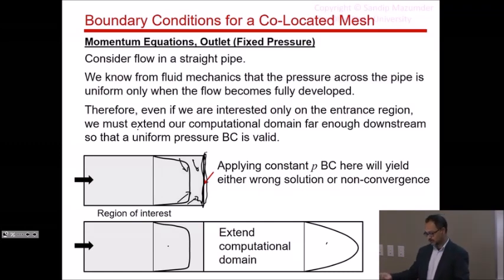So what's the workaround? Well, you have to extend your computational domain. Even though you're not interested in this region, you still have to solve there. And then specify your boundary condition here where you are almost sure that fully developed conditions have been reached, because then that justifies use of a constant or uniform pressure. So this is the idea or reason why it does not work.